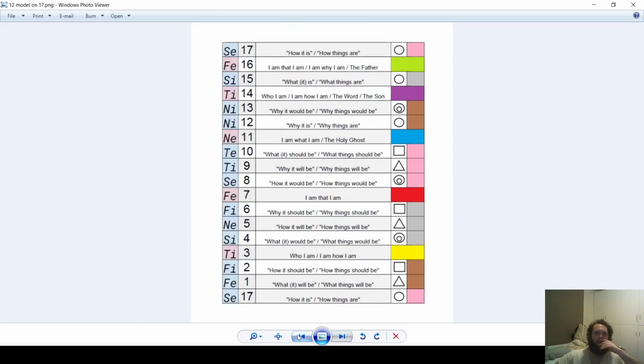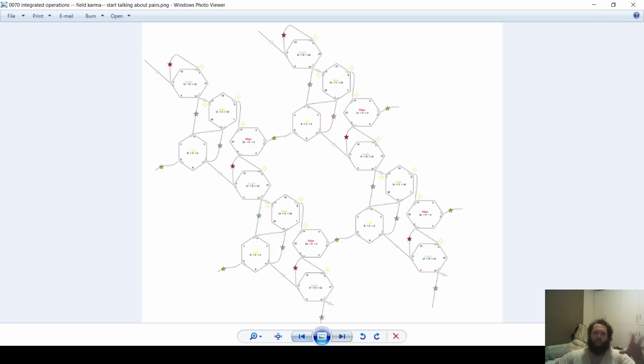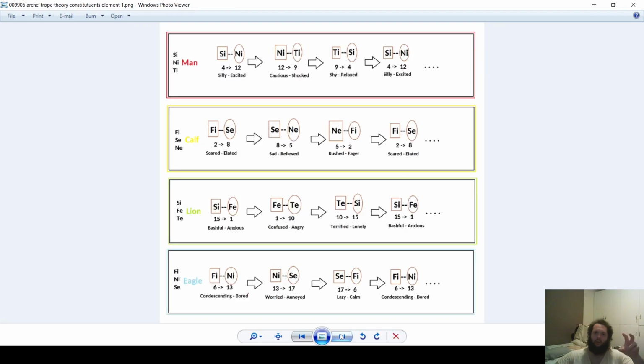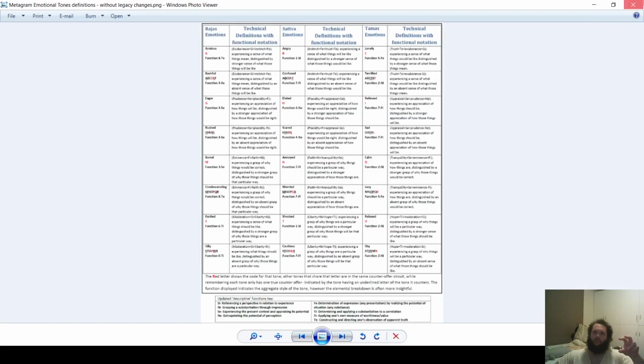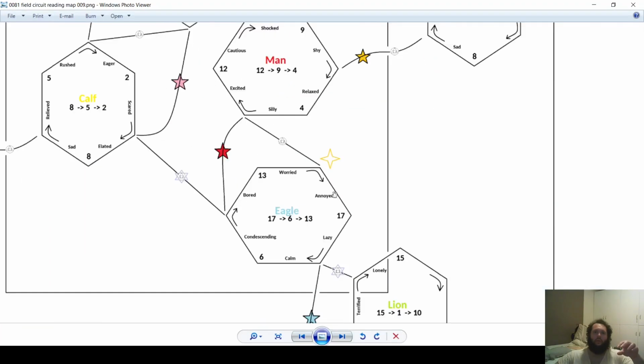Did I not have a diagram? I would have liked to show it on this diagram. It would have been easier, but I don't have it. I just made a small folder. I can quickly go find it.